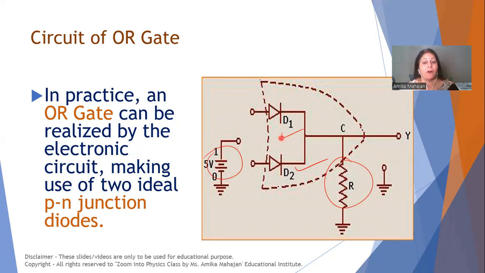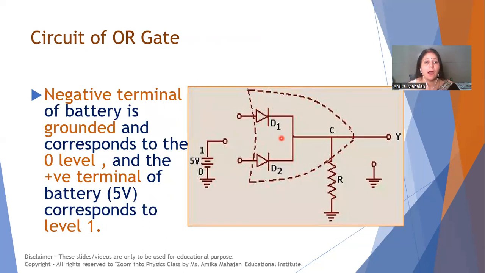When it is conducting in forward biasing, then what is happening? There is no voltage drop across the diode because it is ideal one.